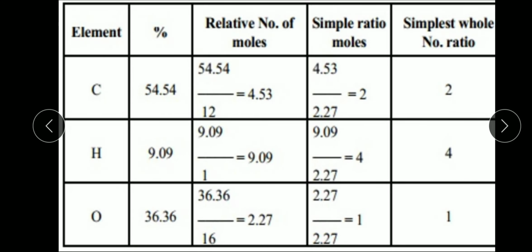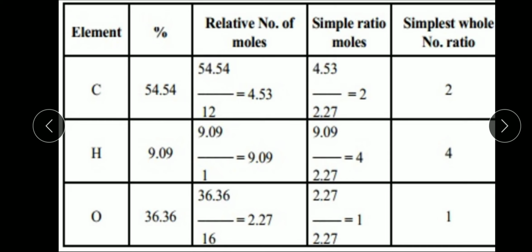Last, one more problem related to calculation of the empirical formula. They gave the elements carbon, hydrogen and oxygen. They gave percentage values also: 54.54 for carbon, 9.09 for hydrogen and 36.36 for oxygen. These are the given percentage values of carbon, hydrogen and oxygen. You calculate the empirical formula.